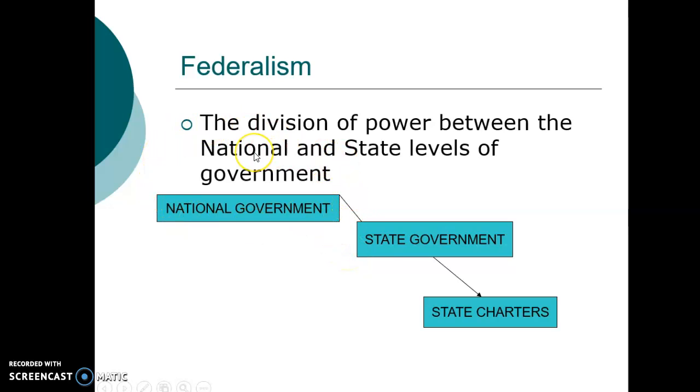National government powers include the powers to conduct foreign policy, the powers to coin money, and to provide for national defense. State powers include powers of zoning within cities and state jurisdictions, policing, and powers around education.